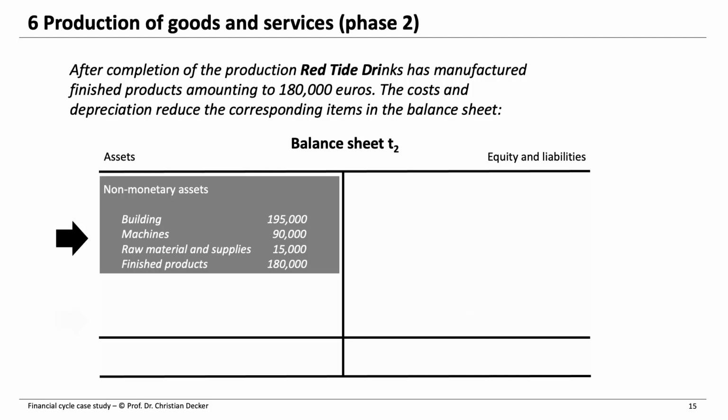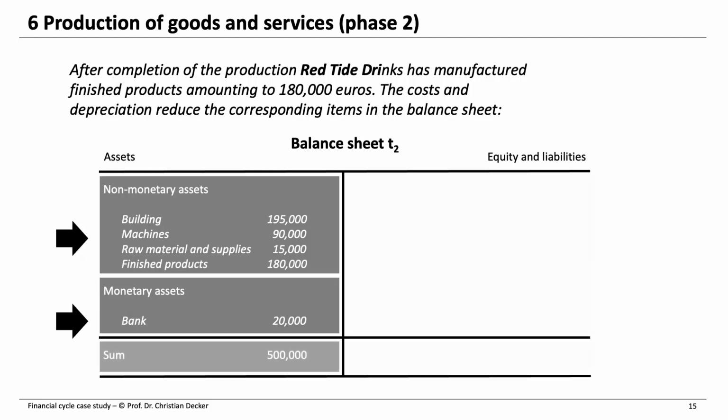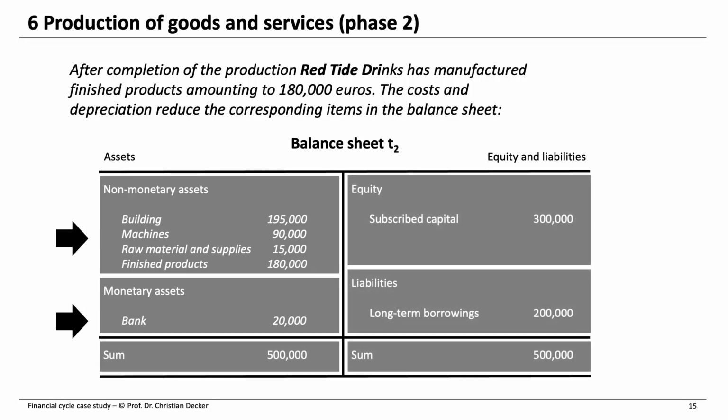Taking into account the depreciation of 10,000 euro, the balance sheet value for the machines has been reduced accordingly from 100,000 euro to 90,000 euro. The raw materials and supplies have been used up, except for a small remainder, so that only 15,000 euro are left on the balance sheet. As a result of the production process, the balance sheet shows the finished products valued at production cost. Based on the already known calculation, this results in an amount of 180,000 euro. For wages and other expenses, 30,000 euro have been paid out of the bank account, so that the item bank shows a balance of 20,000 euro. The equity and liability side is unchanged in structure and amount.